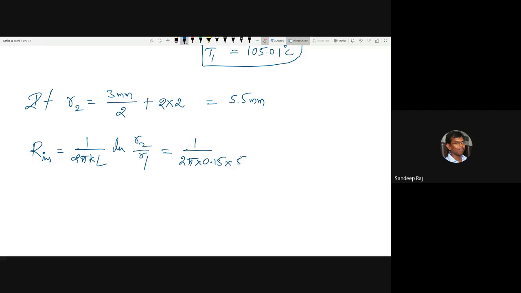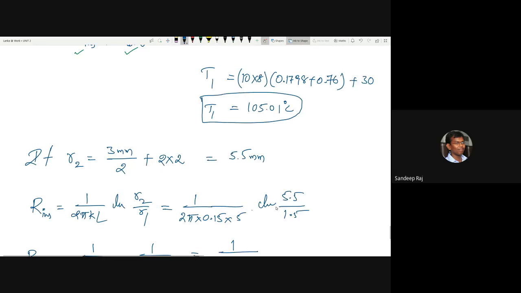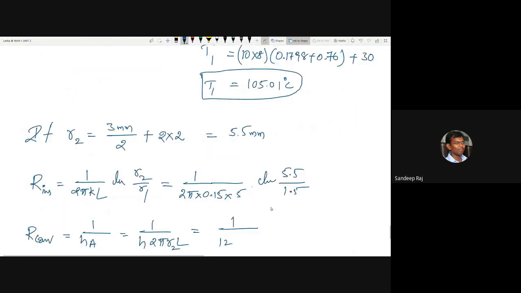0.15 into 5 into ln. The higher radius is 5.5 and the lower radius is 1.5. R convection is equal to 1 by hA, that is 1 by h into 2 pi R2 into L. This 1 by h value is given as 12.